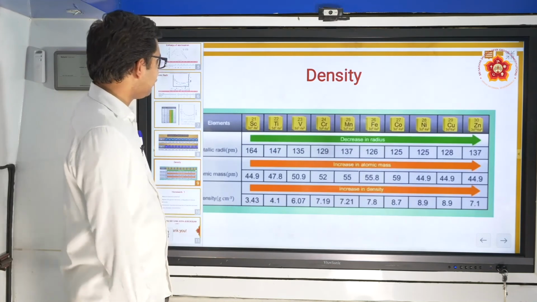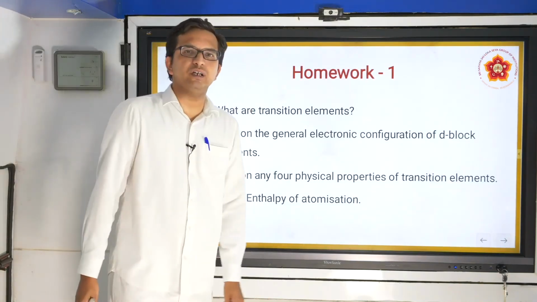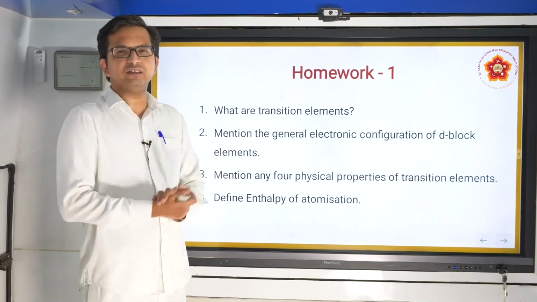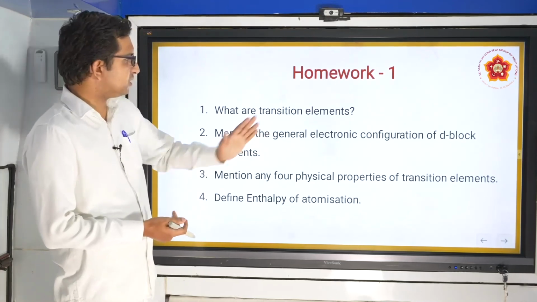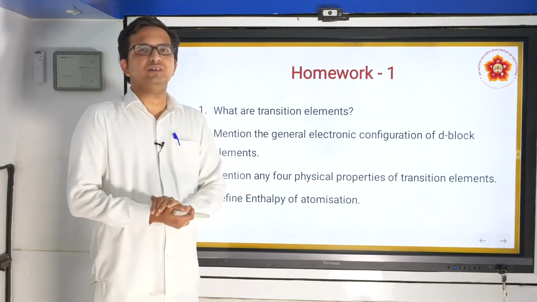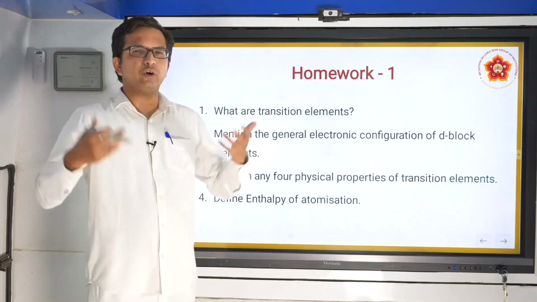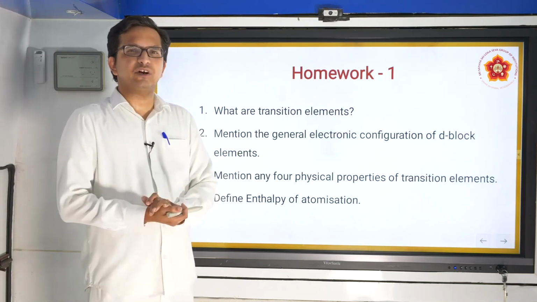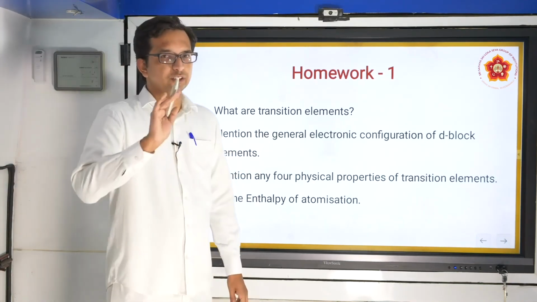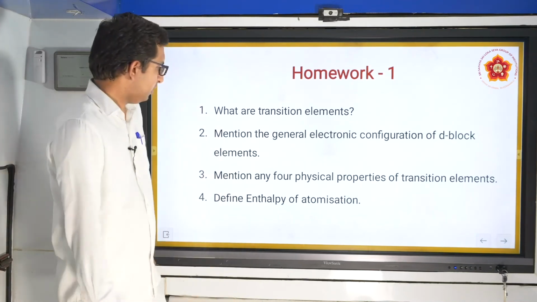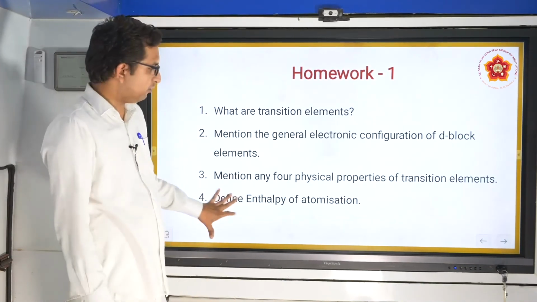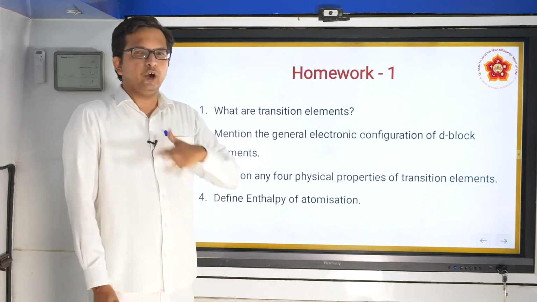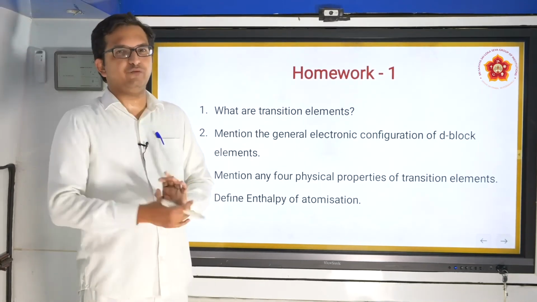So having seen these segments for this class, we shall have a small homework where we shall look into some simple questions which are there. Transition elements, already well discussed in the second PPT. Mention the general electronic configuration. We have discussed this in the electronic configuration parts. Just think over all this and do it. Any four physical properties. So what are the properties of these transition elements? Remember, transition elements do not include zinc, cadmium and mercury. Define enthalpy of atomization. We have discussed this topic, but deliberately I have not defined this in the segment so that you analyze the topic and form your own definition.